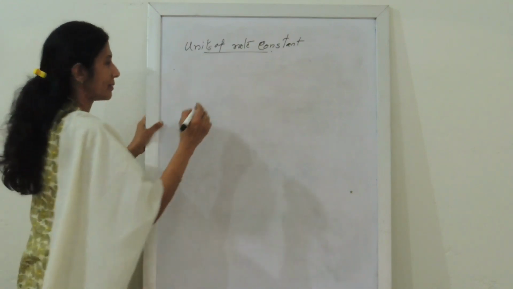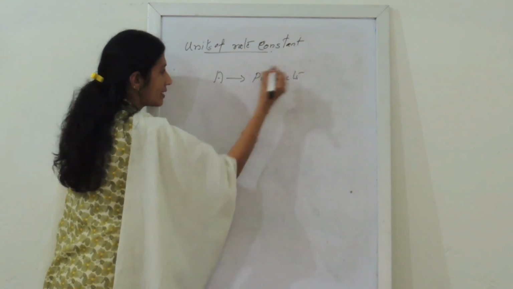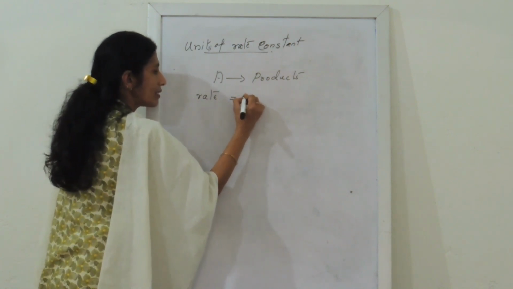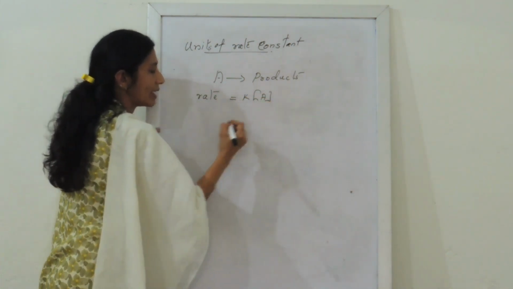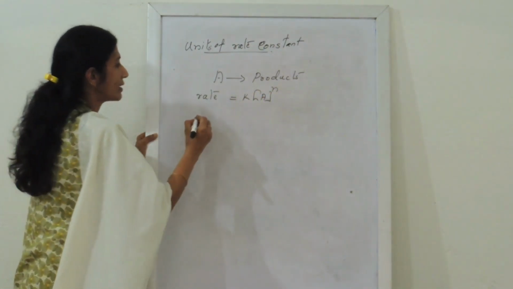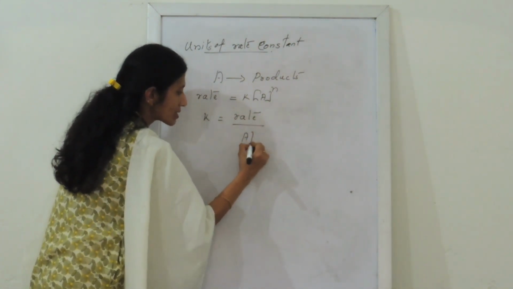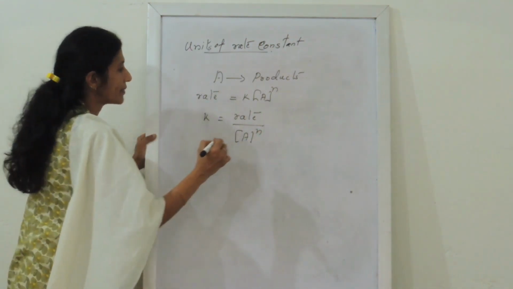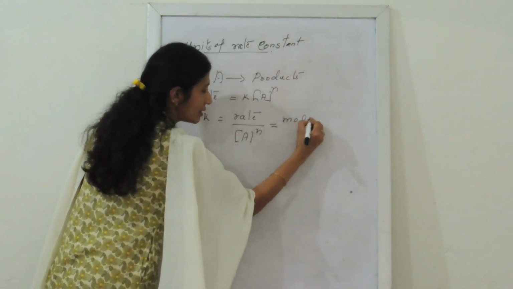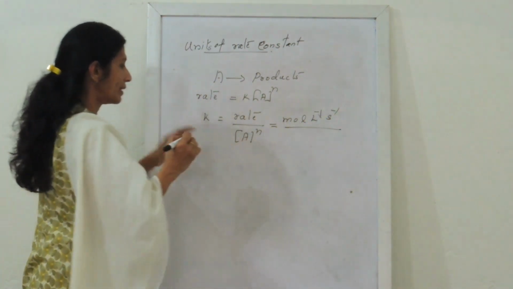Types of rate constant. Consider a reaction A gives products. Then rate is equal to K into concentration of A. If it is of nth order, so we can write to the power n. Then K is equal to rate divided by the concentration of A to the power of n. Then rate in the unit എന്താണ്? Mole liter raised to minus 1, second raised to minus 1.